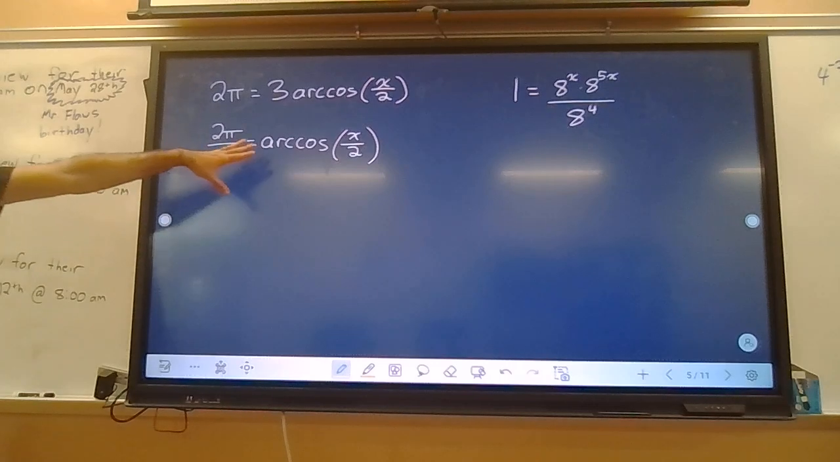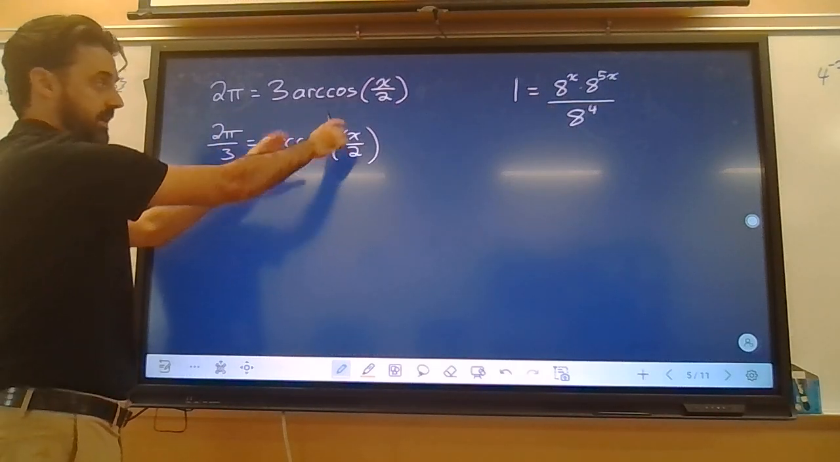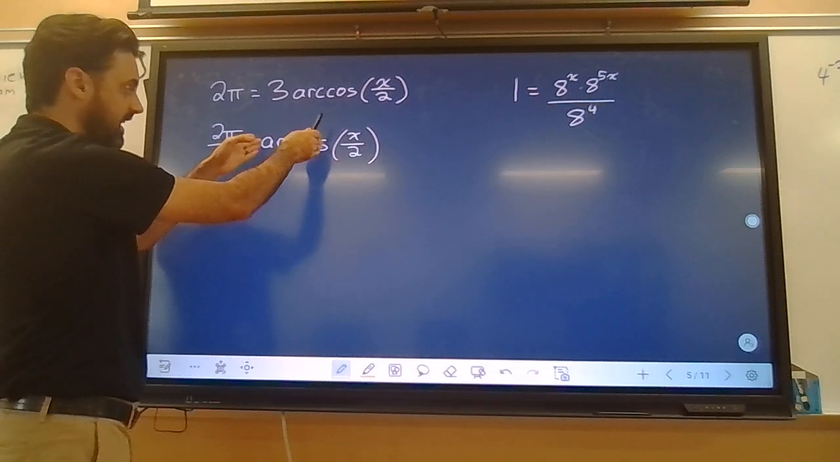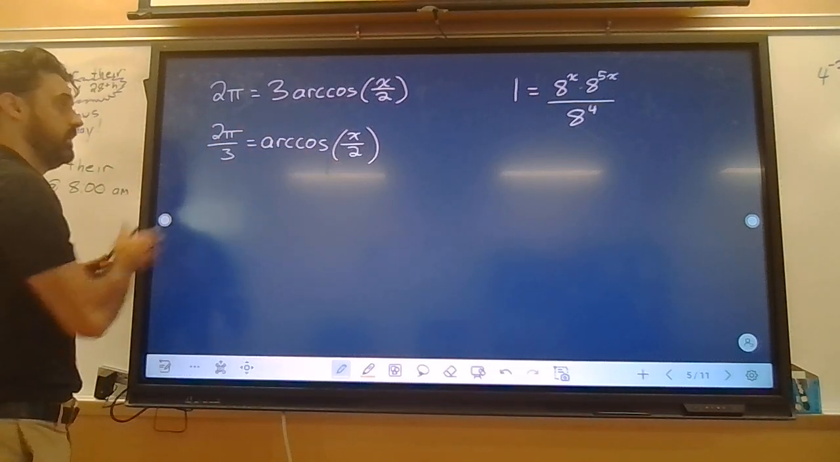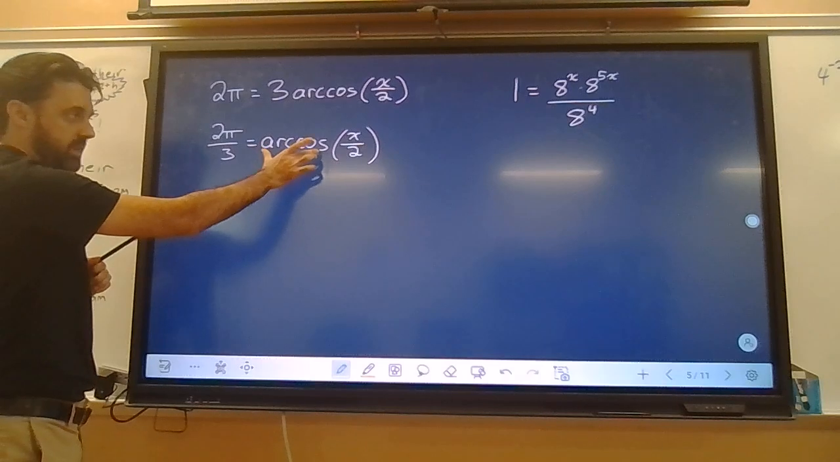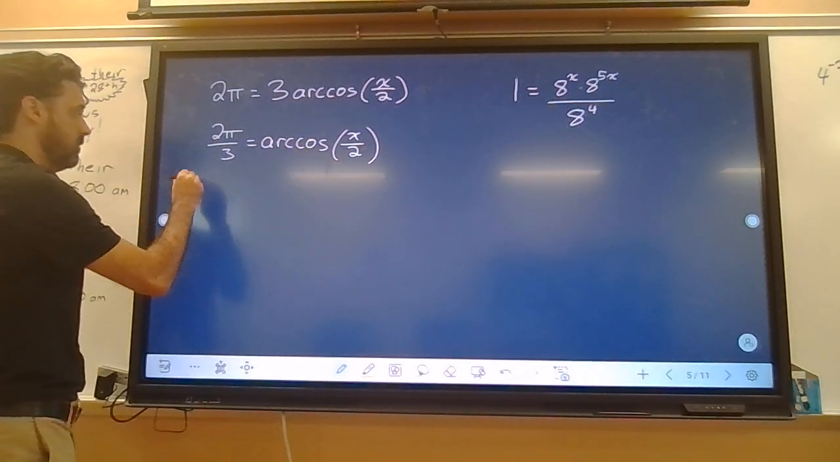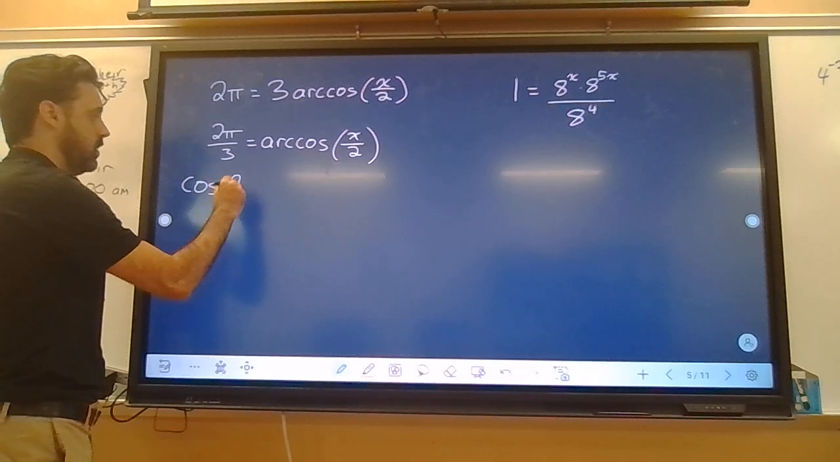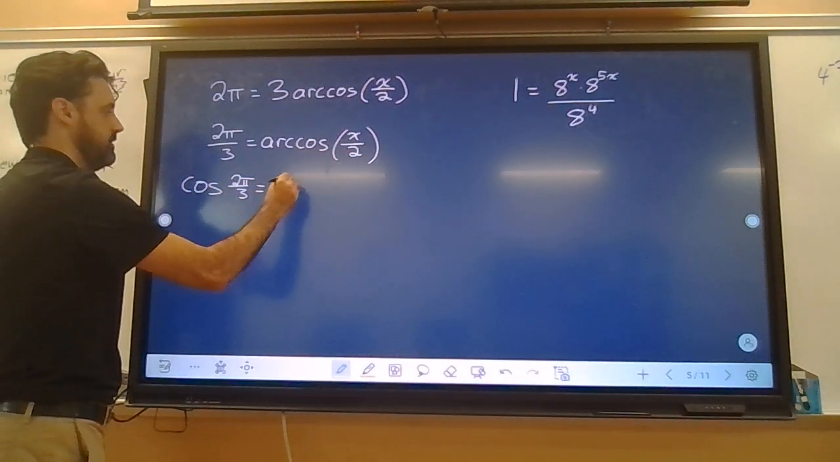The next thing I want to do is I want to separate this inverse cosine, this arc cosine, from x over 2. So the way I separate it is I move it to this side. I'm not dividing it, I'm just moving it. But when inverse or arc cosine, or any inverse trig function switches sides, it becomes a normal trig function. So now it says cosine of 2 pi thirds equals the inside, which is x over 2.